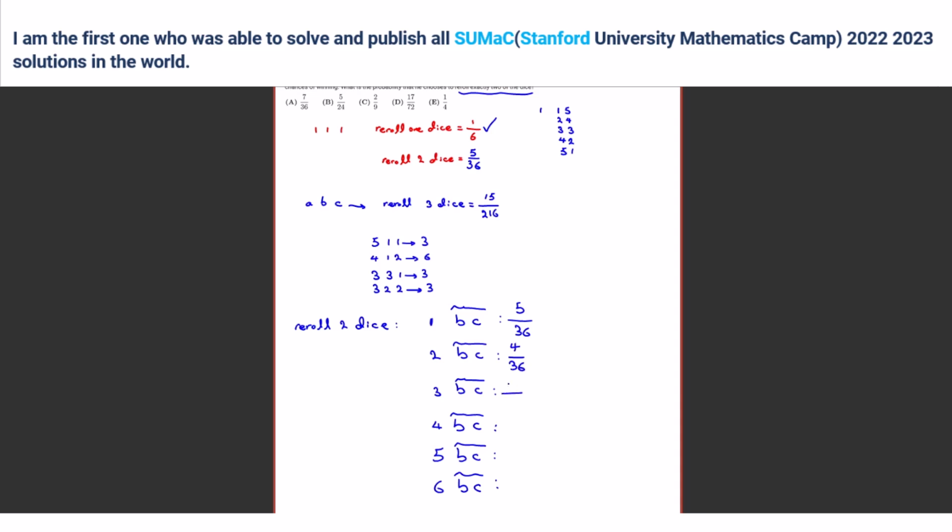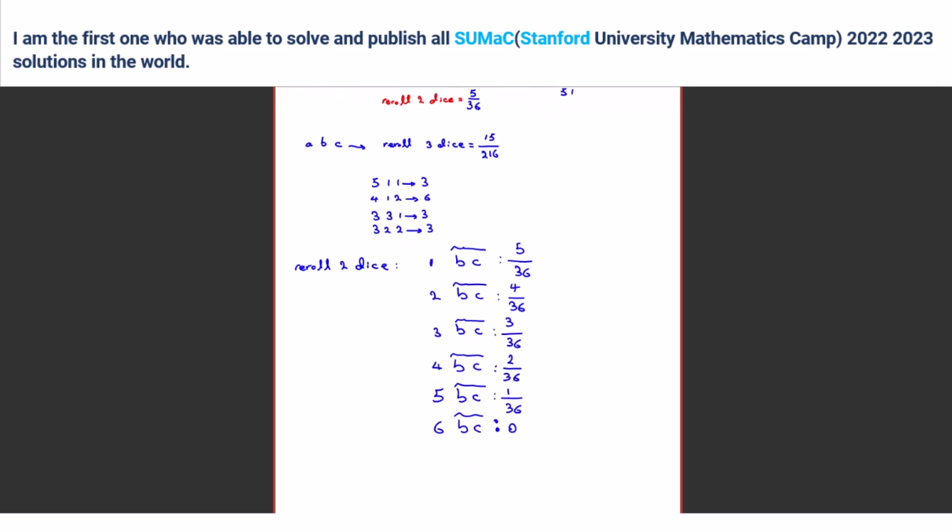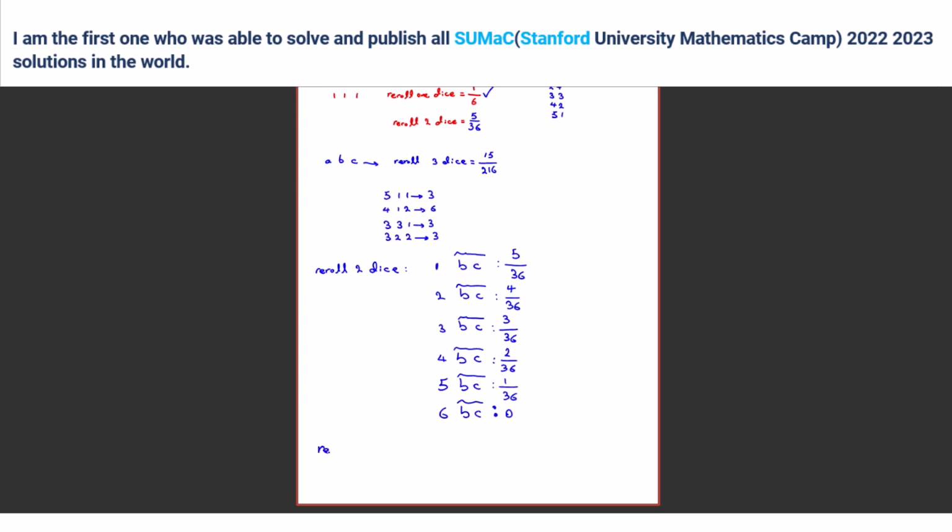What about the next one? It is 1, 2; 2, 1; and 3, 3, so 3 over 36. Next is 2 over 36, then 1 over 36, and then 0, because when one of them is 6, the sum is already too big. Now, if you want to reroll one of them, and if A plus B is less than 7, then the probability to reach 7 is what?